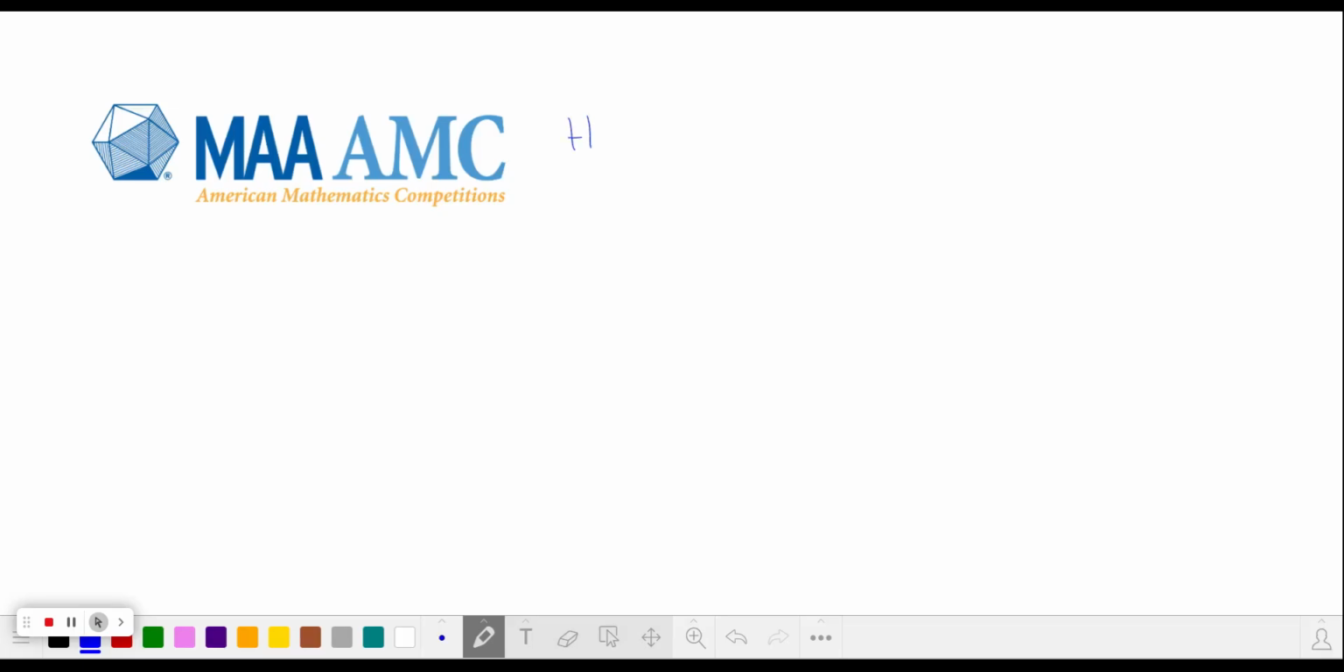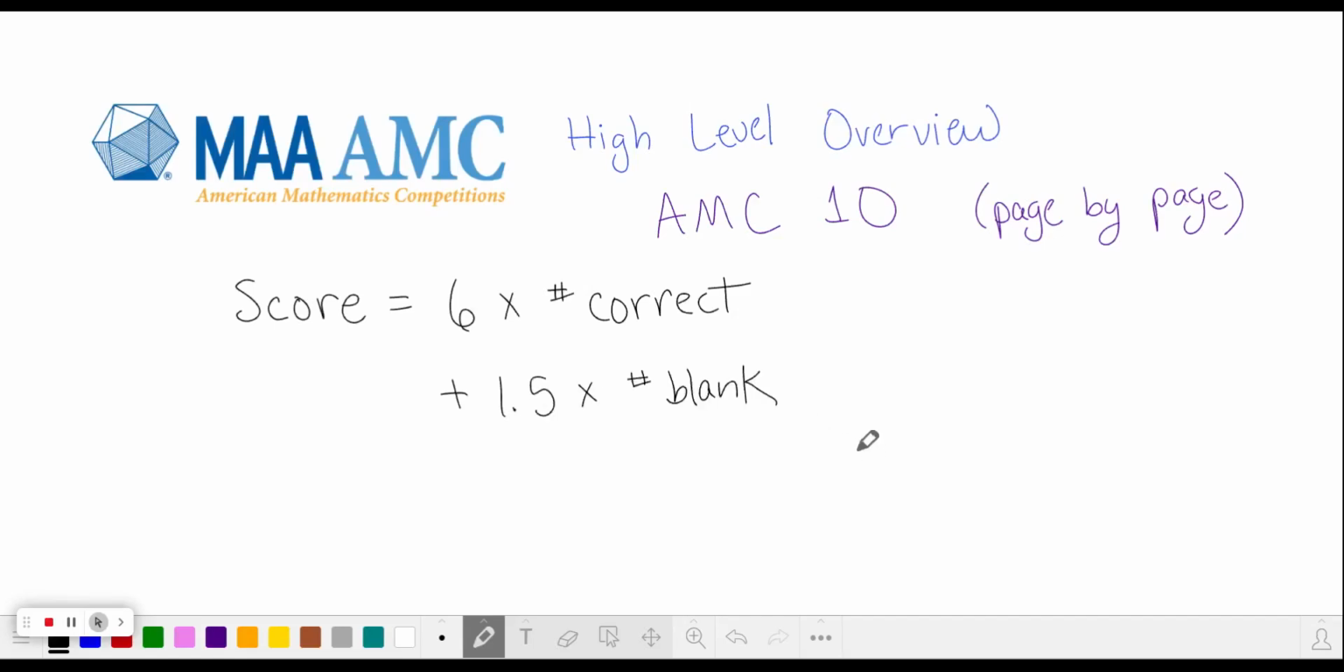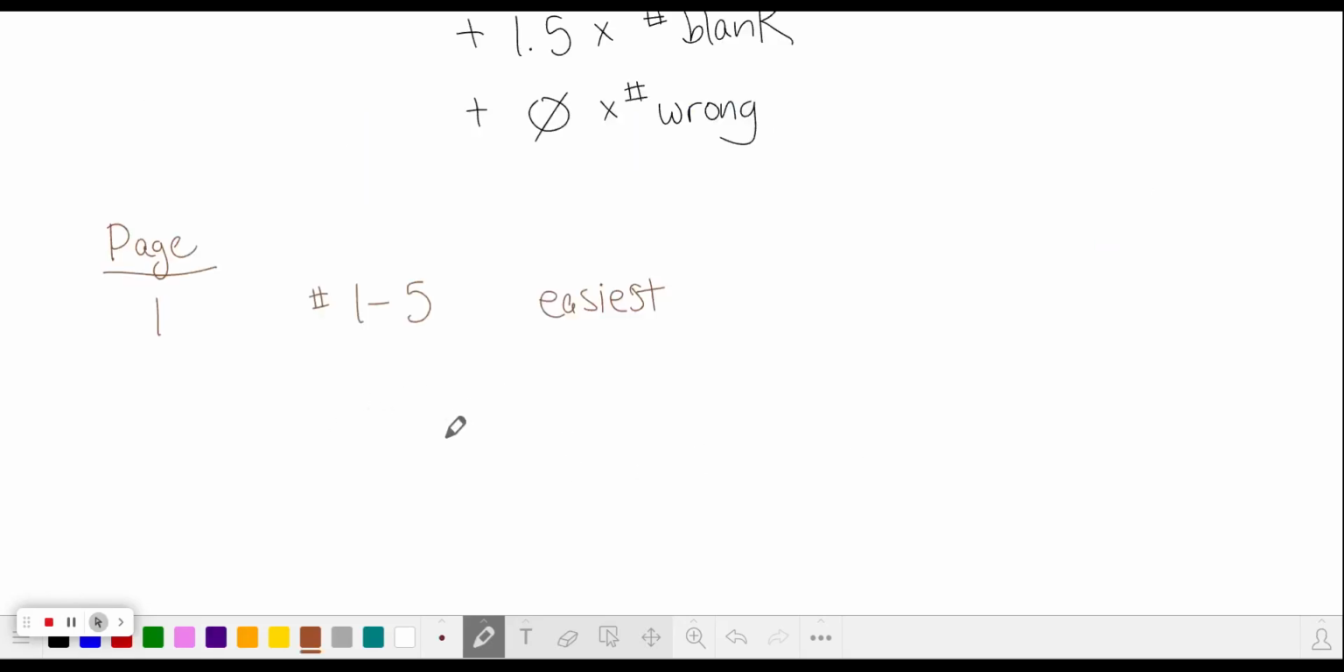This will be a high-level overview of the AMC 10, and we're going to go page by page. Let's review how the AMC is scored. Students get 6 points for each correct answer, and then 1.5 points for each answer left blank, and no points for wrong answers. Page by page, the problems get harder as you go along.